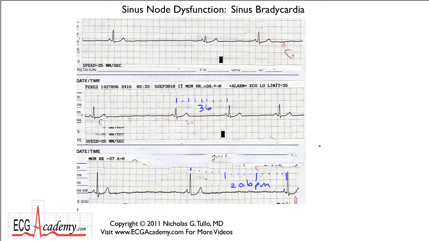So these are some examples of sinus bradycardia that you see in someone with sick sinus syndrome, otherwise known as sinus node dysfunction. And in the next video, I'm going to talk about sinus pauses, sinus arrest, and other examples of sudden failure of the sinus node to fire.